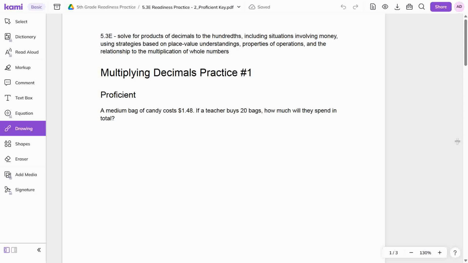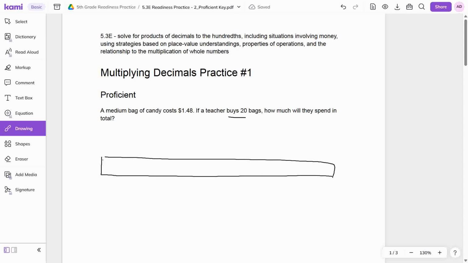So we have a medium bag of candy costing $1.48, and there's 20 bags of candies, right? So this is what we want to imagine. Imagine you've got all of these bags of candies here, and they're all 148. There's just 20 sets of 148. And here's our question. How much does all of that cost?